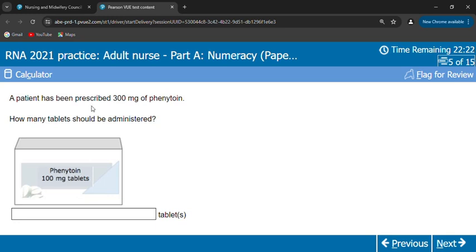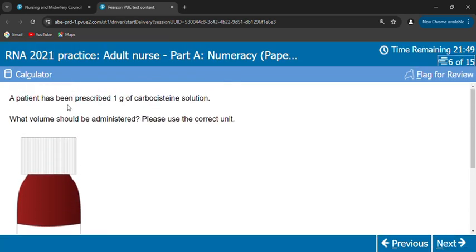A patient has been prescribed 300 mg of phenytoin. How many tablets should be administered? So in the question they mentioned 300 mg, but the tablets that we have available are only 100 mg, and they ask for 300 mg. So how many tablets do we administer? That means 3 tablets. Very simple, very easy. Let's move to the next.